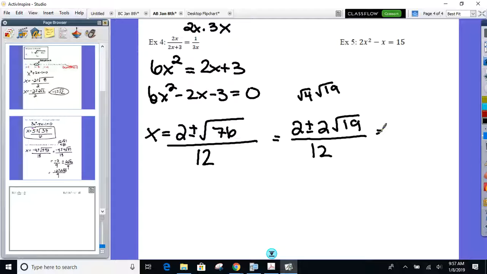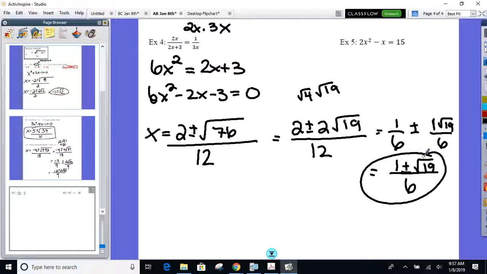Do the left side first. 2 over 12. What's that reduced down to? Not 6, but 1 over 6. Plus or minus, same thing here, 1 over 6 square root of 19. Now you can leave it like this. I don't care. That's fine. But if you notice they both have the same denominators, you can put it into one fraction: 1 plus or minus radical 19, all over 6. Okay, make sure the plus or minus is there. We're going to save that last one for review purposes, so get going.